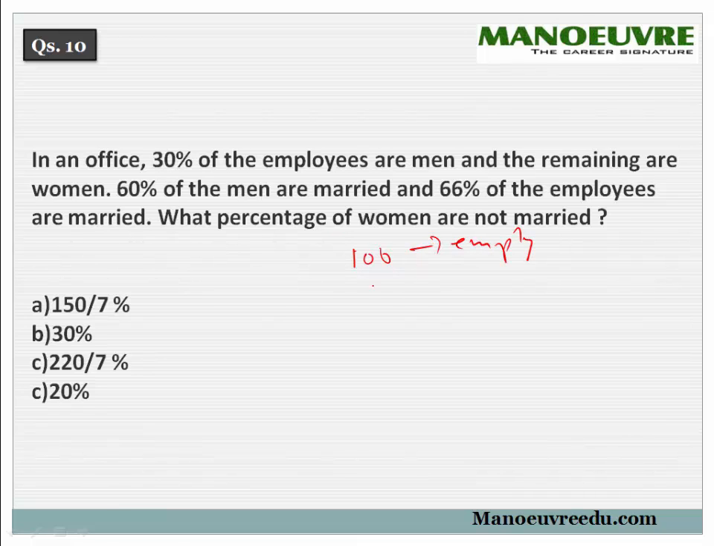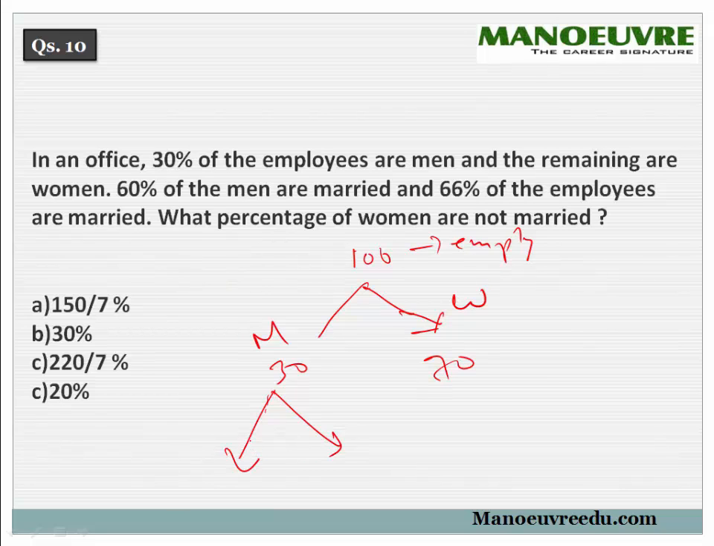100 employees. 30% of employees are men. Okay, 30 are men. This is unfair. Men are fewer, which means 70% are women. 60% of the men are married. That's great. 60% is married, which is nothing but 18 are married and 12 are not married. This is married, this is unmarried.